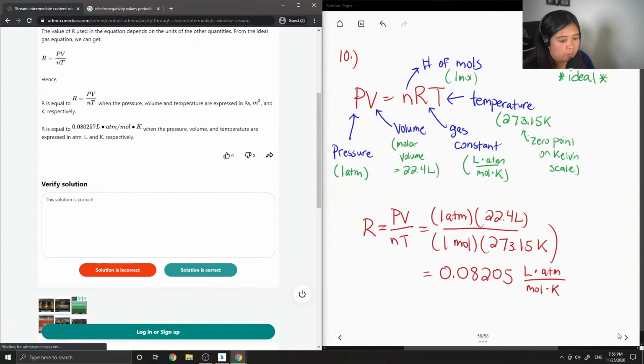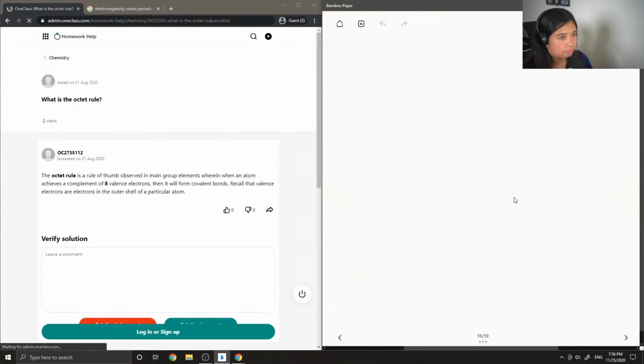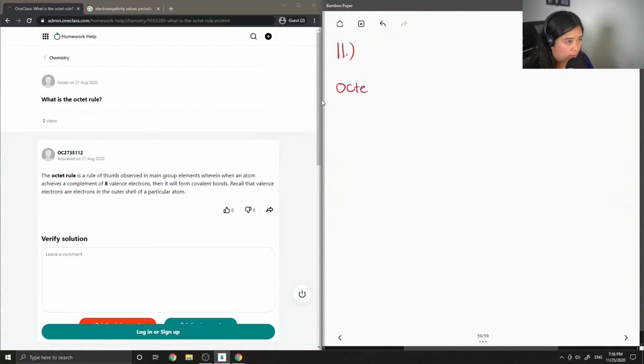Okay, so now we are moving on to question 11. What is the octet rule? So the octet rule is the tendency of atoms to prefer 8 electrons in their valence shell.